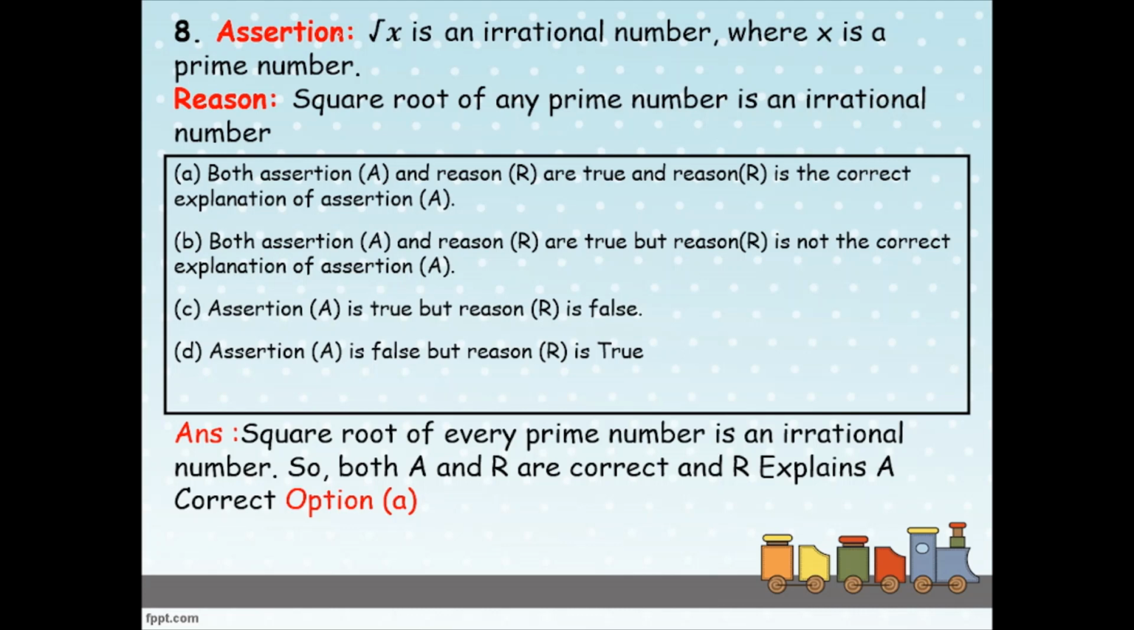Reason is true. We checked the assertion by putting some value in place of x. That is also true. And this assertion is talking about the irrationality of a number which is inside the square root. It should be prime. Here also the number inside the square root is prime. So both are explaining each other. So we go for option A.